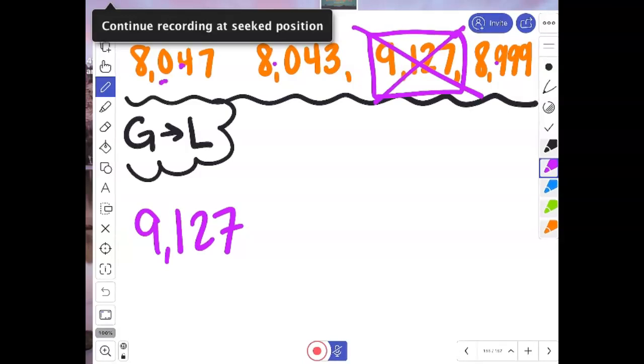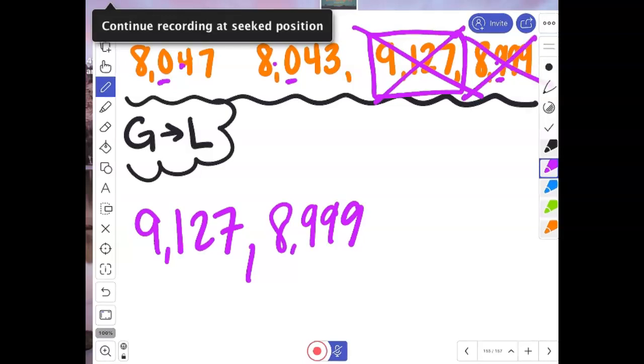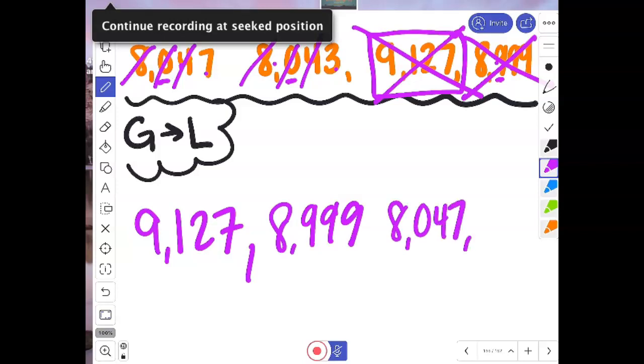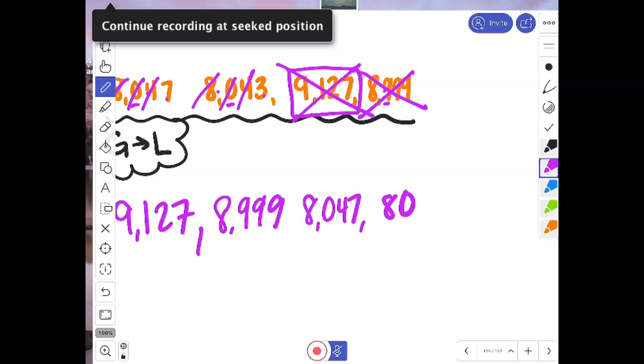Now maybe I want to put these ones in a chart because they look similar. But I'm looking here already and I see 0, 0, 9. I don't need to put that in a chart. I know 8,999 is definitely going to be greater than these that are only 8,000 with 0 hundreds. This one has 900. That one has 0 hundreds. So I don't really need to do a whole lot of organizing there. Now I'm down to these two. The 8s are the same. The 0s are the same. The 4s are the same. But this one's a 7 and this one's a 3. Which one's greater? 7 is. So 8,047. 8,043.